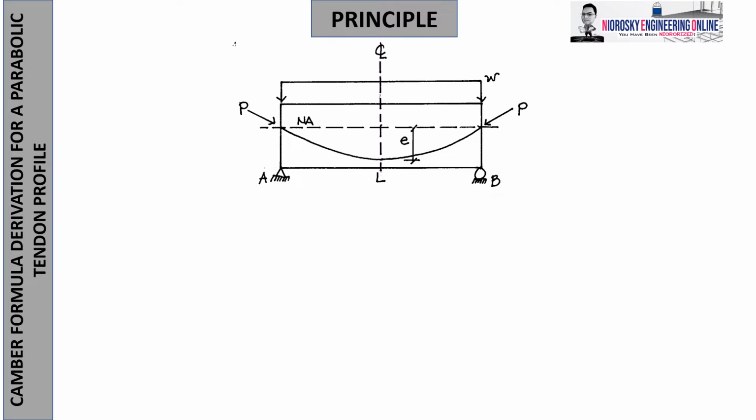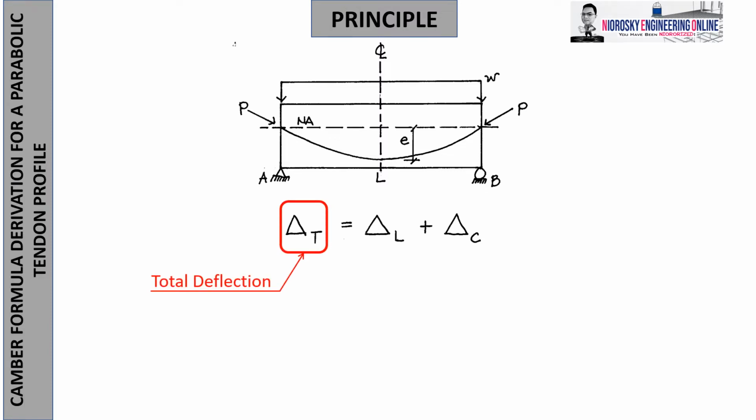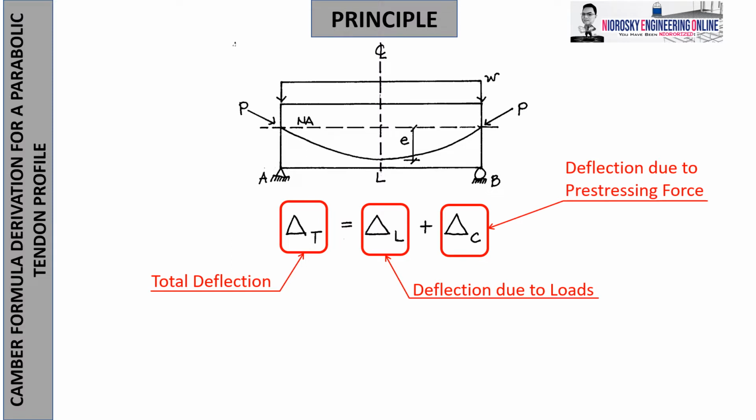Okay, the same way as I discussed it before in my past video lecture, again, delta T equals delta sub L plus delta C, where delta L is the total deflection. Ito yung titignan natin based on code. Titignan natin kung talagang umakyat pataas or pababa yung beam. Okay? Delta L is due to loads and delta C is the deflection due to pre-stressing force. Kaya usually si parabolic tendon profiling is due to the load that is uniformly distributed na pababa.